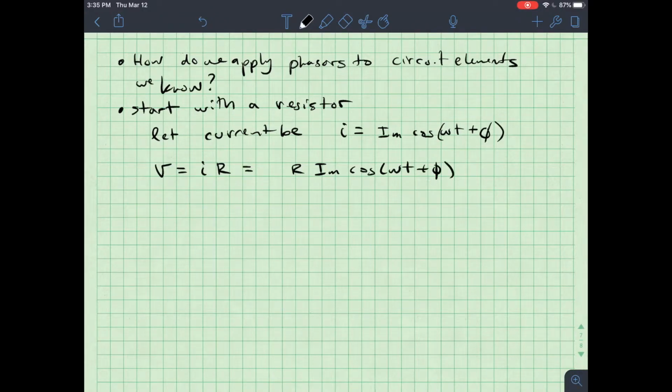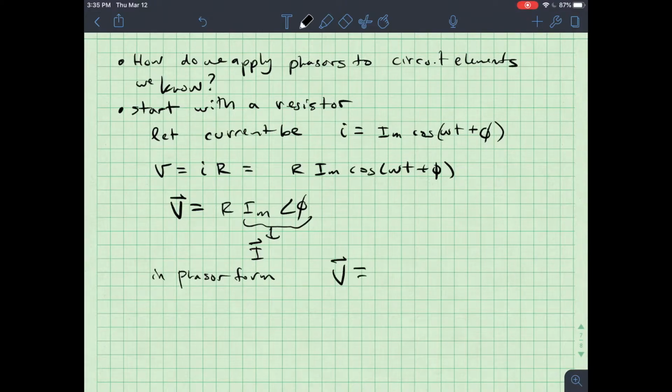So in phasor form, the phasor version of V is just R times Im angle phi, but Im angle phi is the same thing as I phasor. So that implies in phasor form, V phasor is equal to I phasor times R. That looks exactly like the Ohm's law we have come to know and expect.